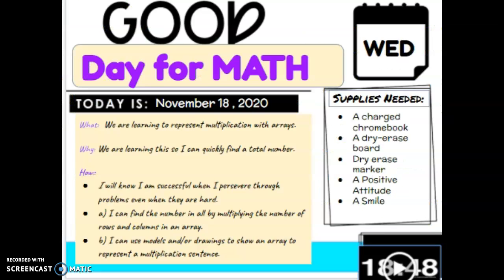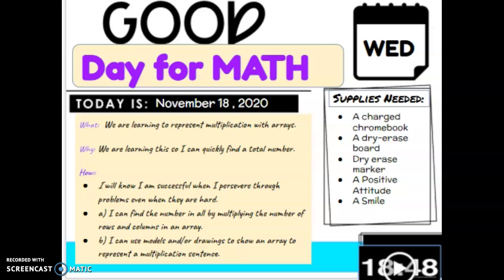Hey everybody, today is Wednesday, November the 18th, and we are still talking about multiplication. We learned 2 weeks ago about how we could represent a multiplication situation with repeated addition. We learned last week about using multiplication in equal groups. This week we're working on arrays, and today we're going to continue working with arrays for multiplication.